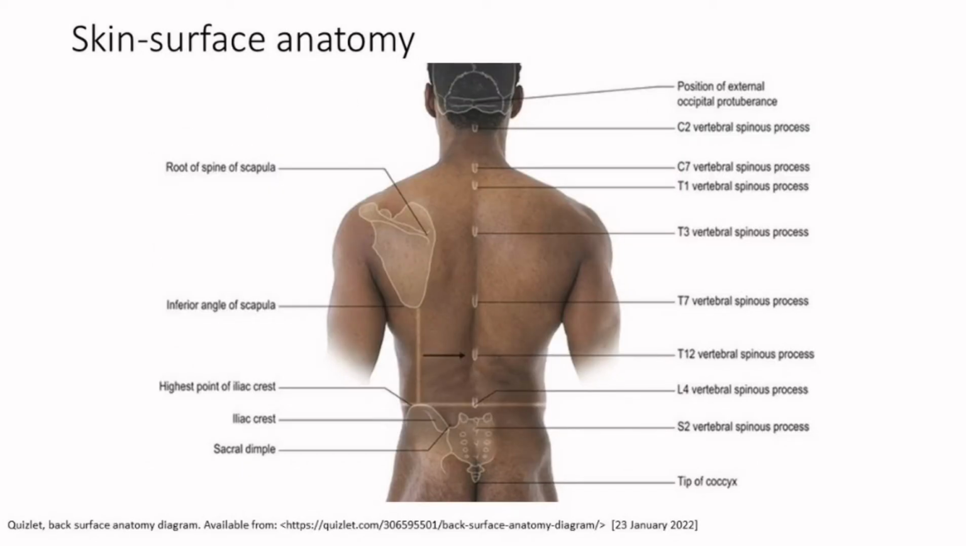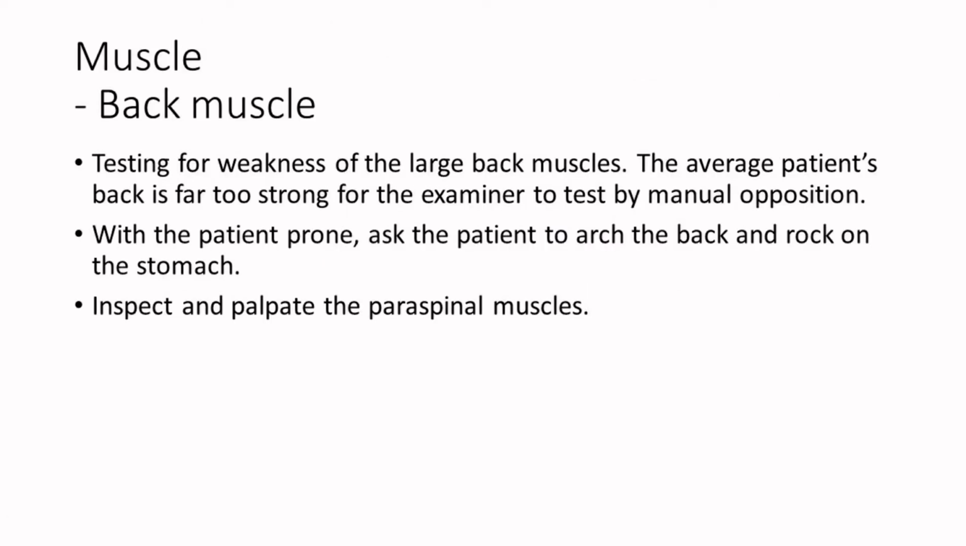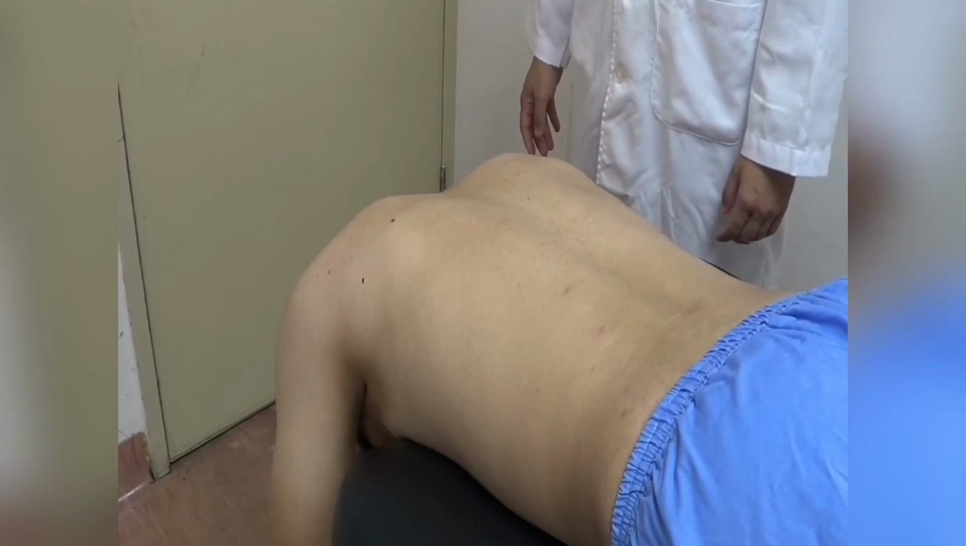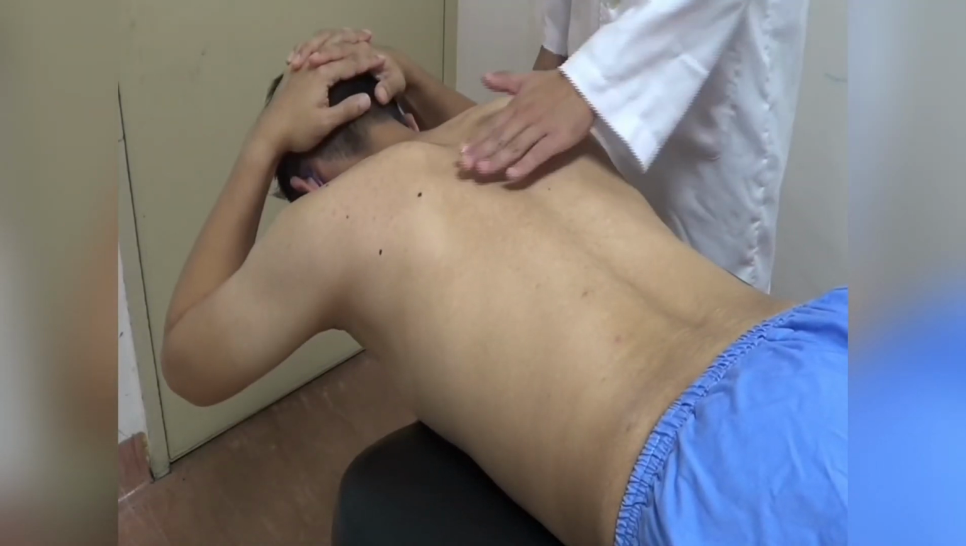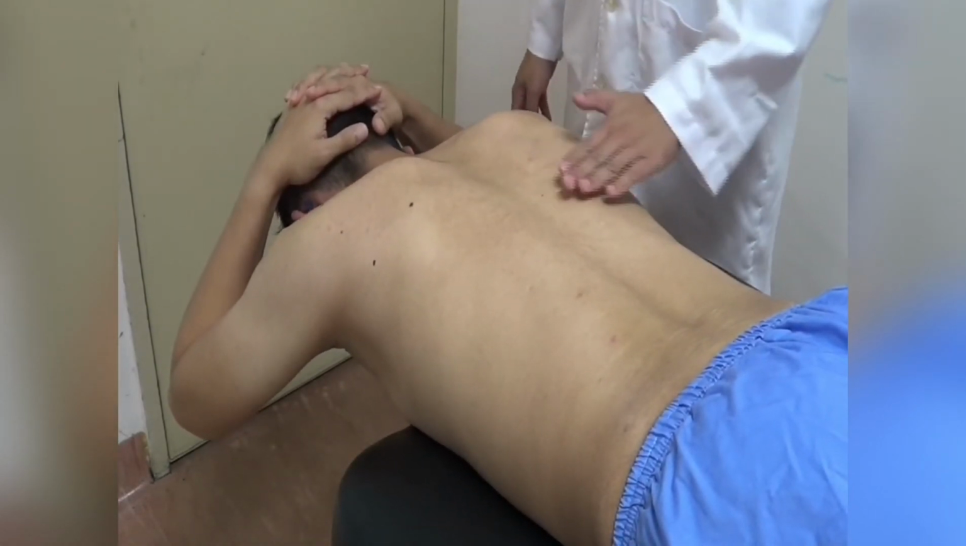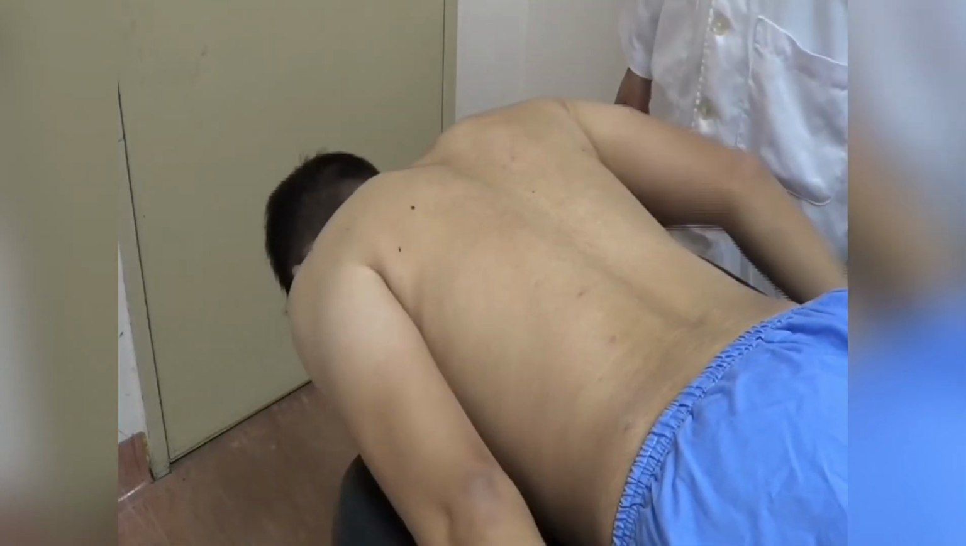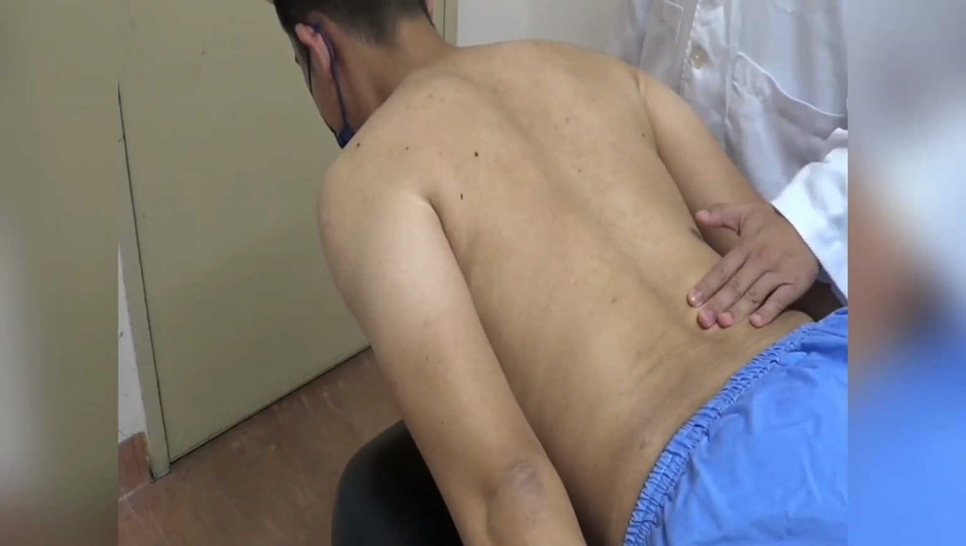For muscle, we should check the back muscle, then test for weakness, especially on the large back muscles. With patient prone, ask the patient to arch the back and rock on the stomach. Inspect and palpate the paraspinal muscles.